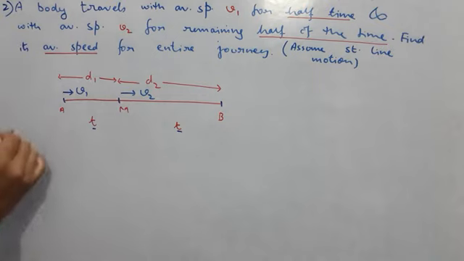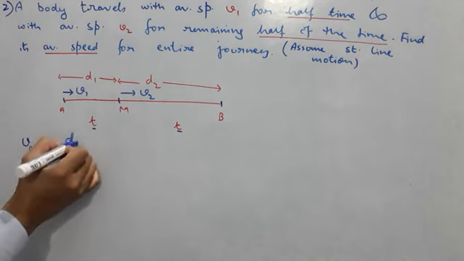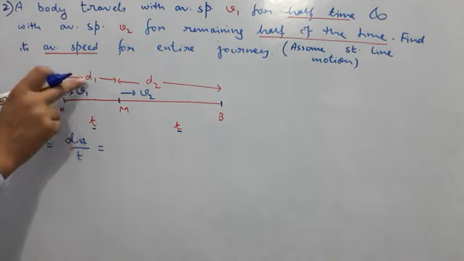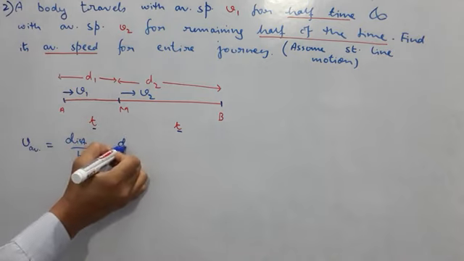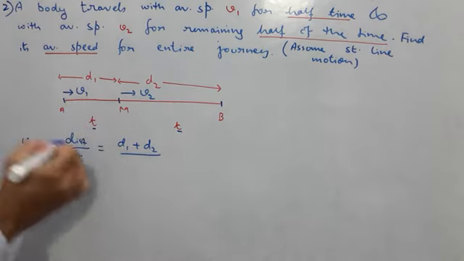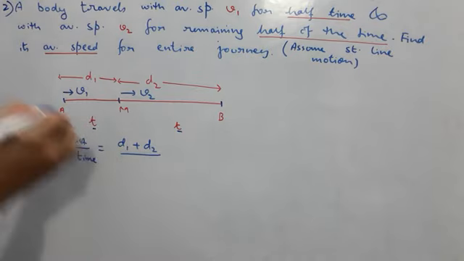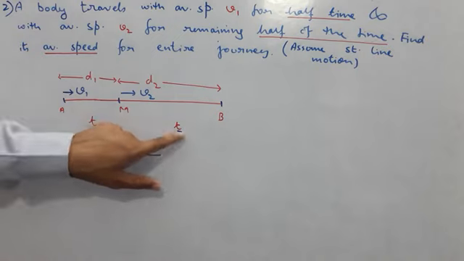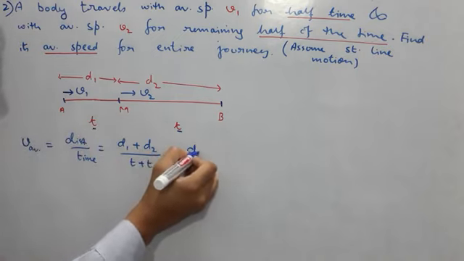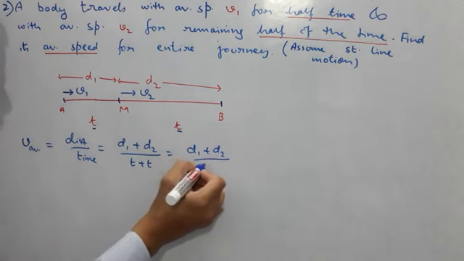The method will be the same, students. The average speed for the entire journey, v average. How will we write the formula? Total distance upon time. What is total distance? If this is d1 and this is d2, it should be d1 plus d2 upon, what is total time? t plus t, is equal to d1 plus d2 upon 2t.